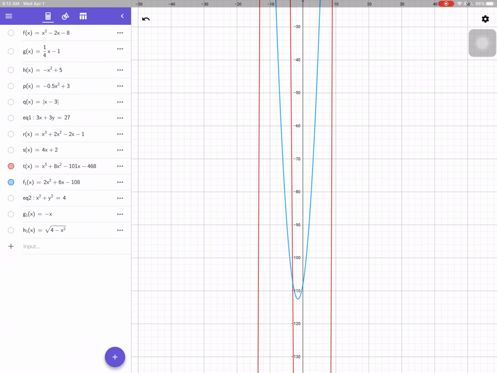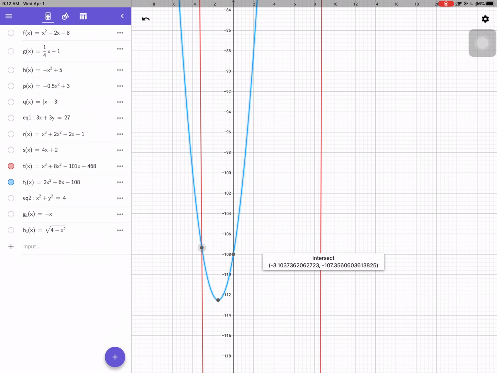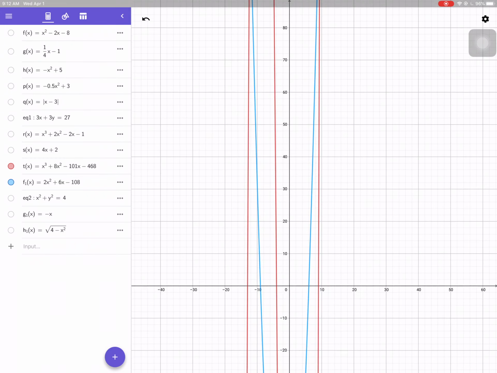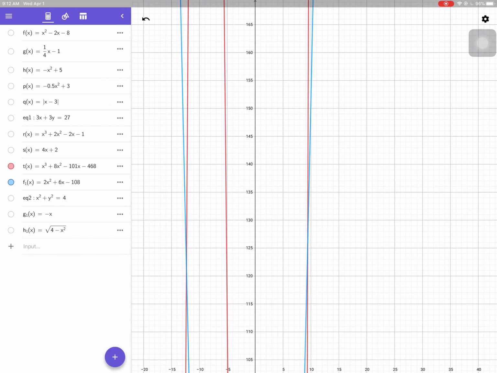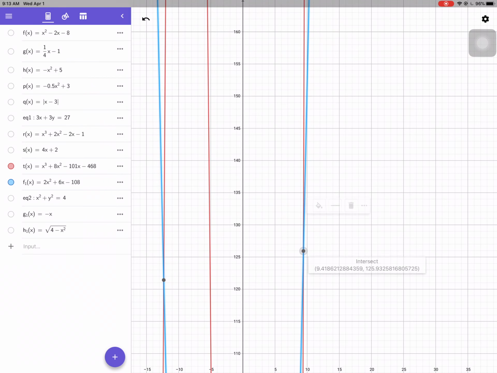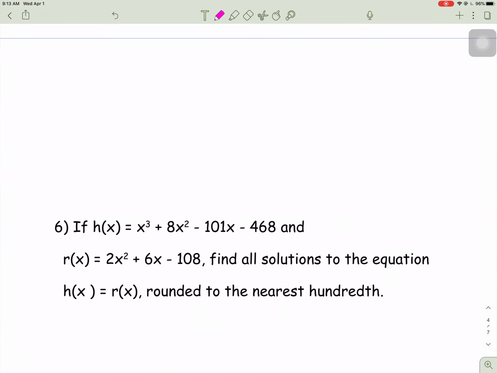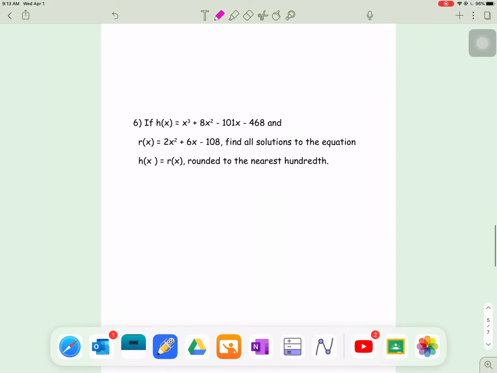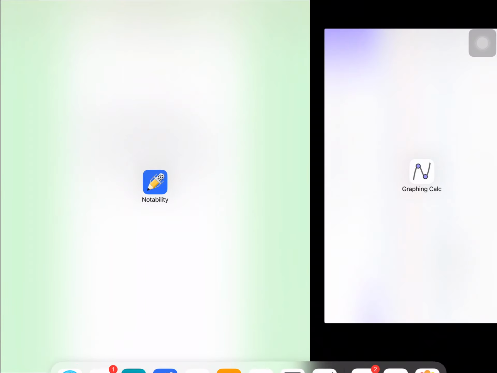Alright, looks like they have an intersection here. Anywhere else? Let's see. Yeah, it looks like somewhere over here and here. So I got 3 points of intersection. And that was tough. That's tough to see. It says, find all solutions of the equation rounded to the nearest hundredth. So, okay, we got to go back. Let's split screen it.